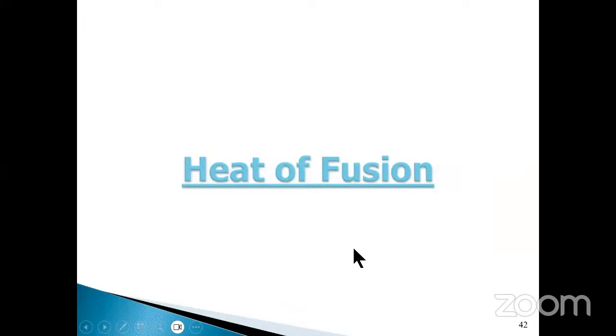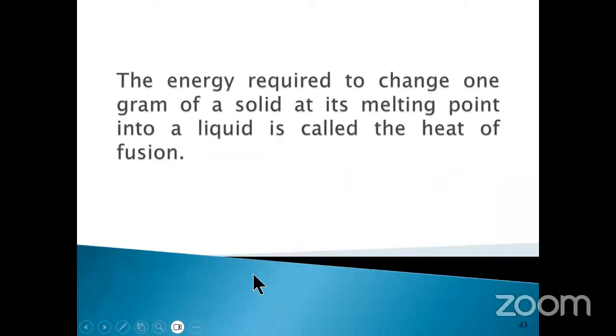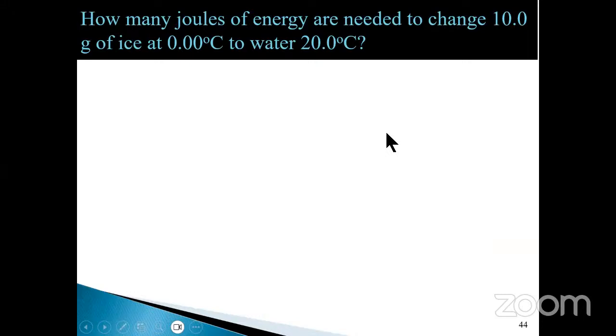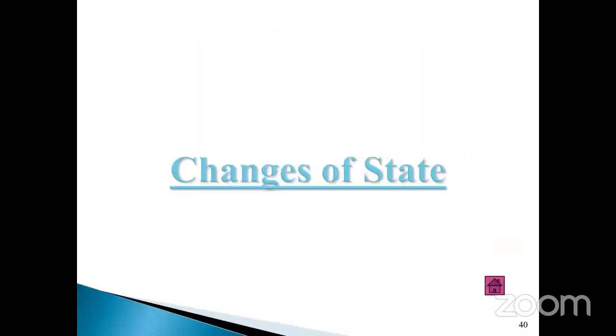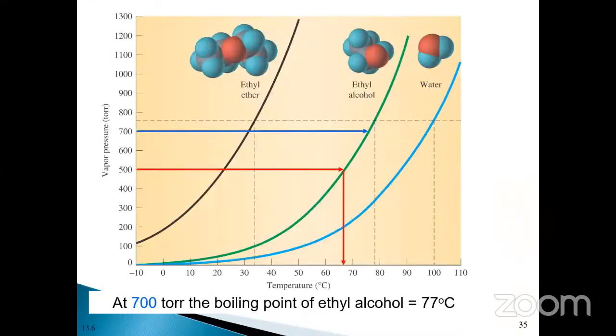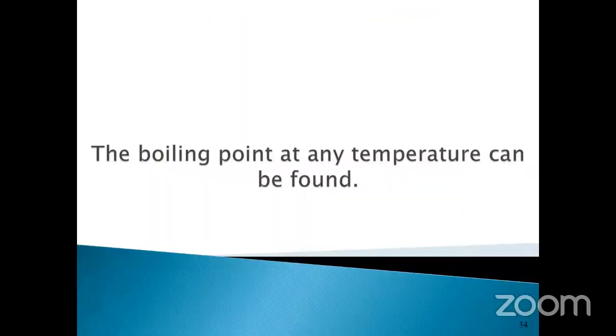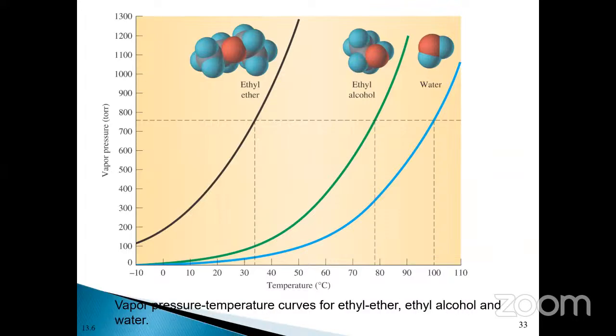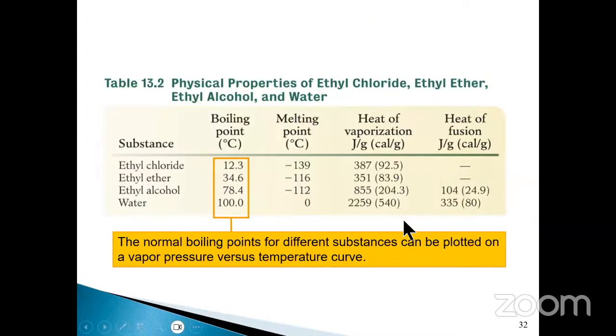A couple of things I want to talk about before I get you started on the next assignment. Heat of fusion. This is the energy required to convert 1 gram of a substance at its melting point into a liquid, all right? Different substances have different values of heat of fusion, and there's a table that we looked at which has values of the heat of fusion for different substances. Here's the table. Our main focus will be on water, so the value for the heat of fusion of water is 335.